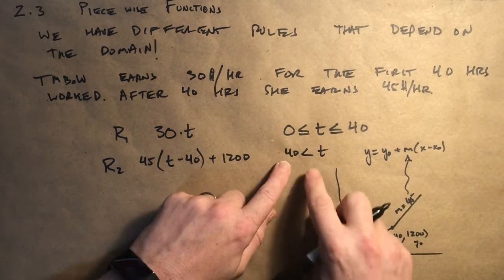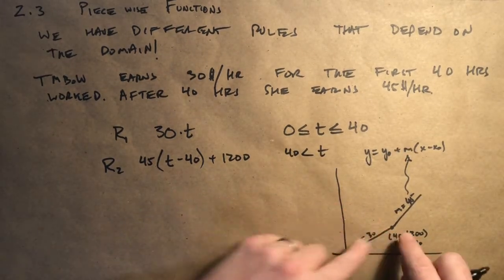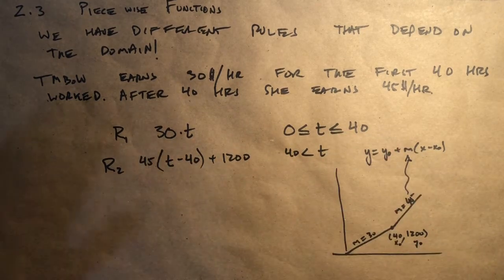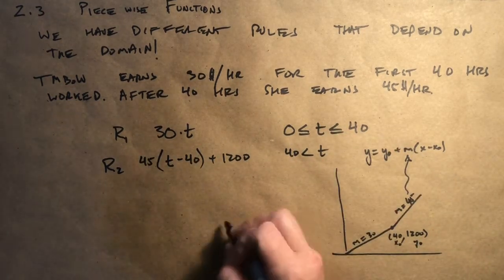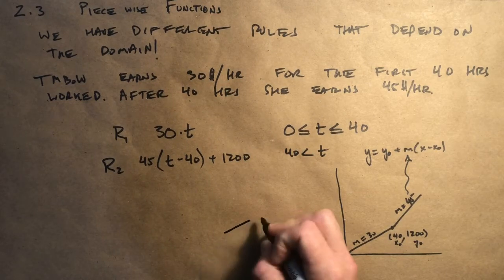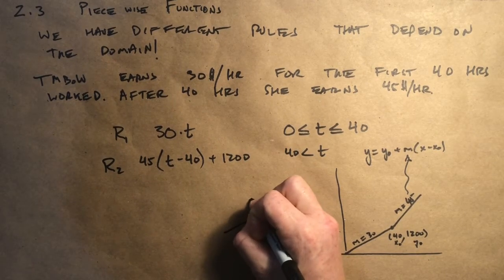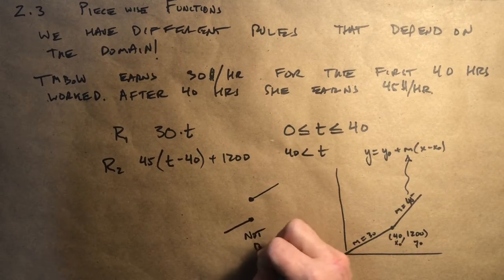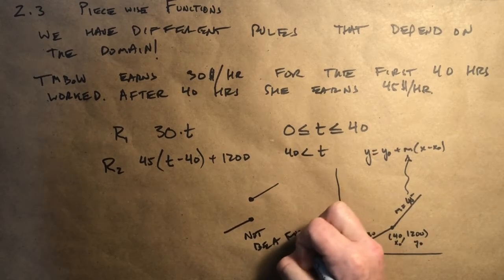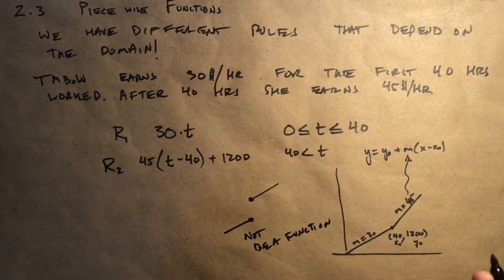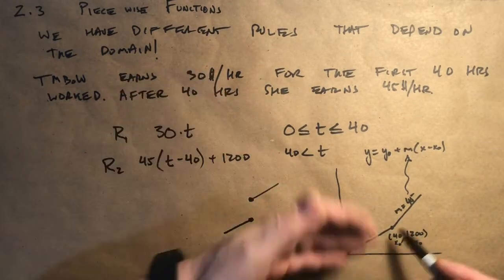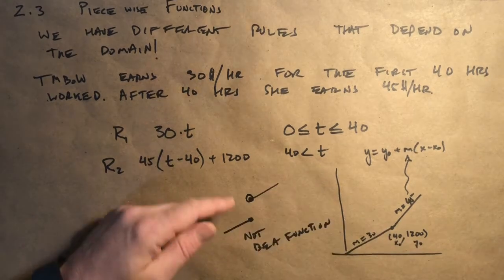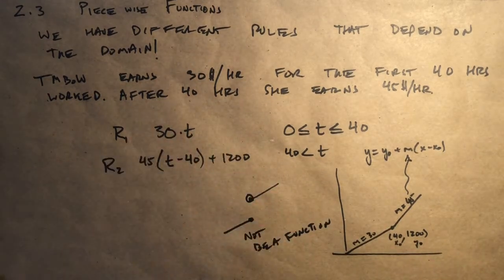Now, technically speaking, these two lines do touch at this point, and so I could have equality at both, but I prefer not to, because what if I had something like this, where I had one line that was solid, and then I had another point? It would not be a function. So in order to avoid that, even if I have things that meet, I typically have one of them open and one of them closed, and in this case, it wouldn't matter which.